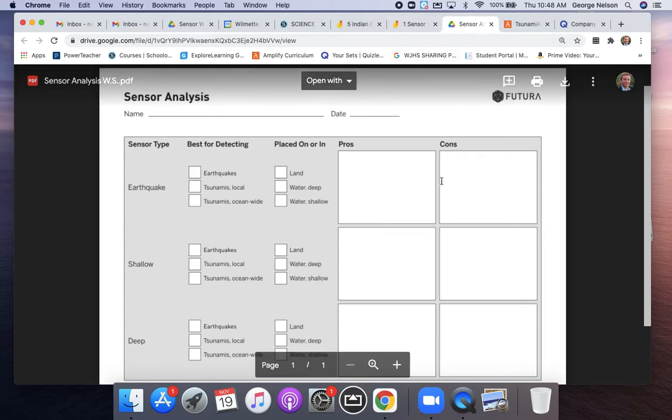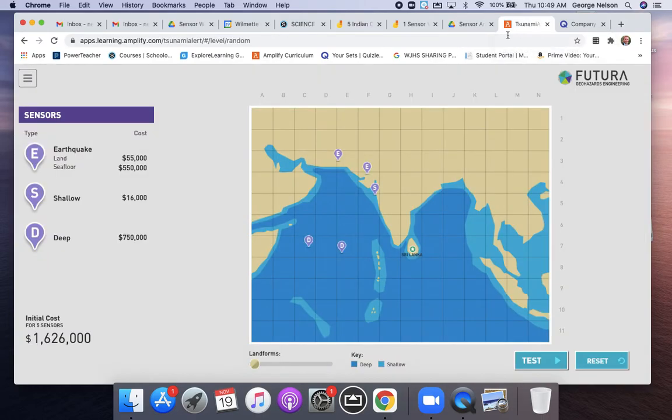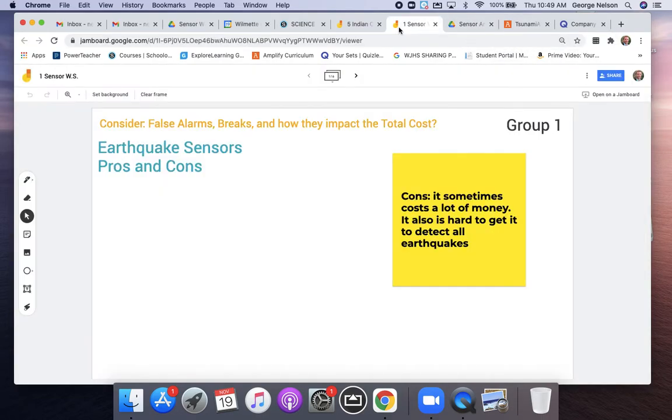Or are there maybe situations where they're good or bad based on how they're placed? So tell me things they're good at and things that are drawbacks of them. Like if I place them in a certain area, they're not good here, or if I place them on land, they're much better. It's totally up to you. How do you tell if they have false alarms, breaks, and how they impact?